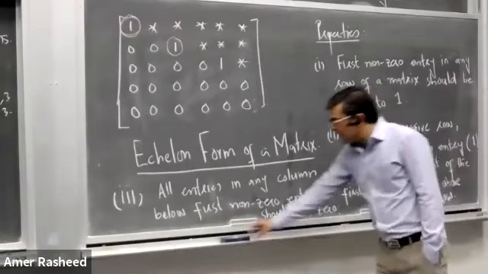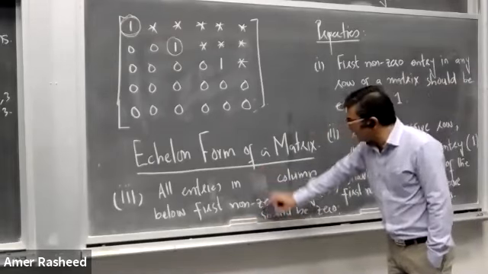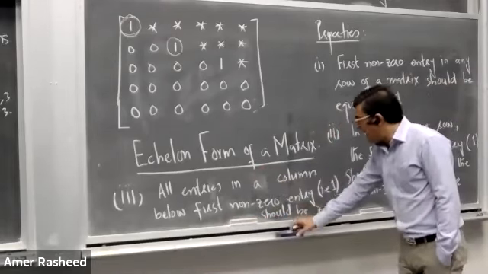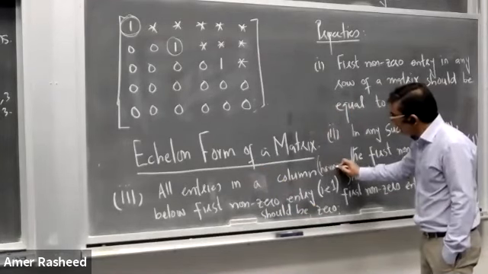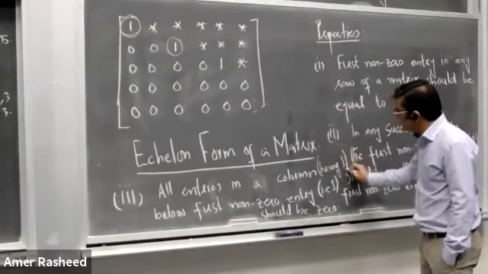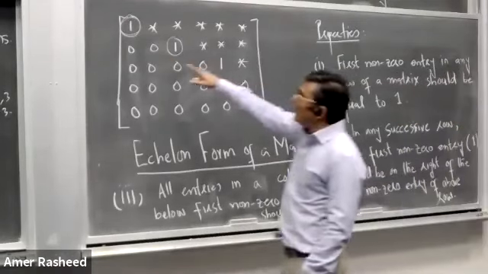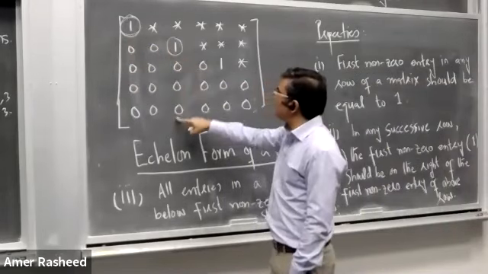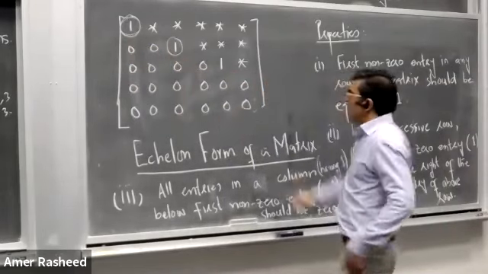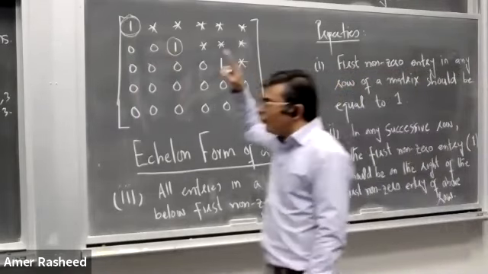ठीक है. In a column having 1 जो कि फर्स्ट नॉन जीरो एंट्री है रो में. किसी भी कॉलम में जिसमें 1 है, इसके नीचे सारे 0 हैं. इसमें 1 है, इसके सारे नीचे 0 हैं. इसके 1 है, यहाँ पे नीचे सारे 0 हैं. कोई भी प्रॉपर्टी यहाँ पे वायलेट नहीं हो रही. ये मैट्रिक्स जो है ये एचेलॉन फॉर्म में है.